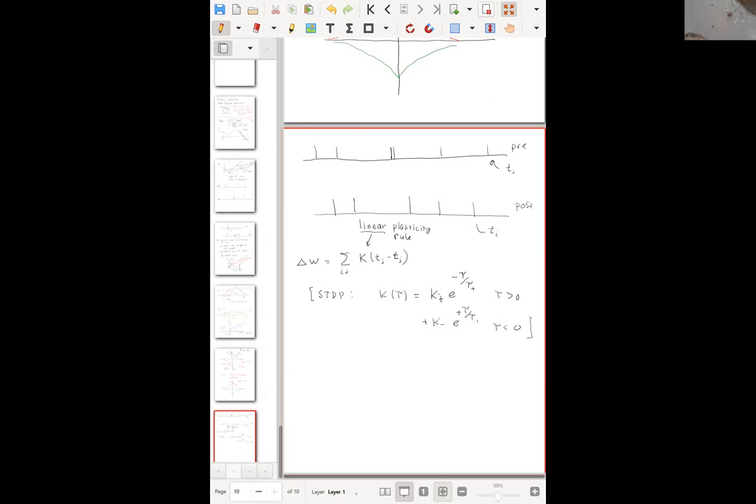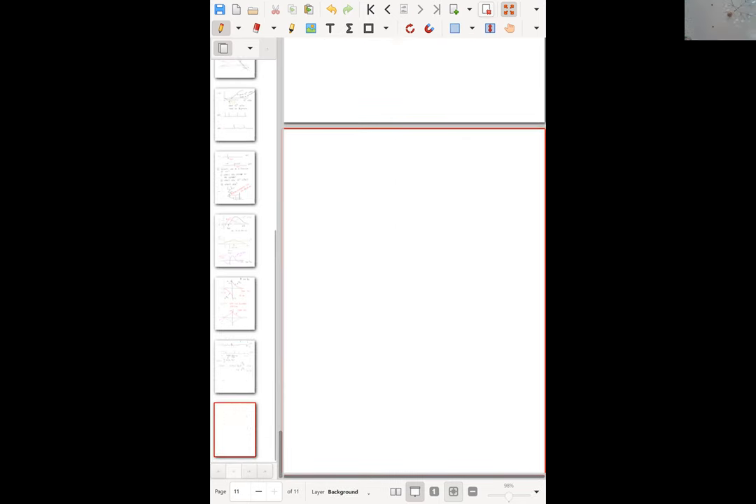Okay, so what we wanna compute, of course, we could run simulations and figure out how the weights change. But we want to get a little intuition for how this works. So we have delta W. Actually, this is going to be delta W_ij, which is a sum over i, j of K of t_j minus t_i. So we can write the average delta W_ij, and the average is over many different spike trains.